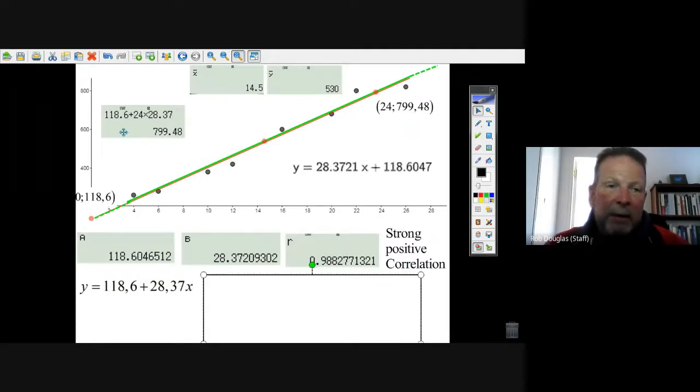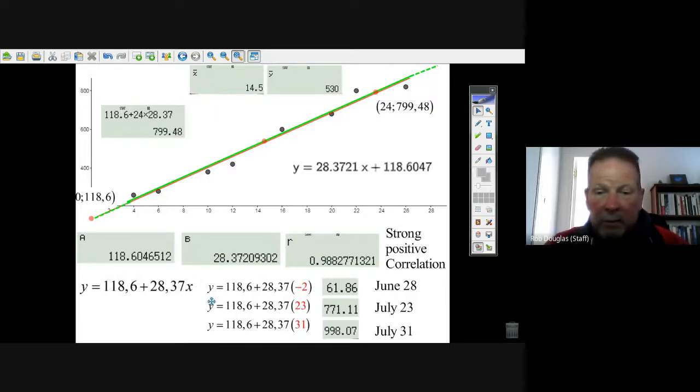But then they ask you to predict how many patients are going to be on different days. Well, you just use your equation. On the 23rd of July, put in 23 into the formula, and you get 771 patients. That's what you predict. That's on the line here. And if you want to, on the July 31st, that's going a little bit outside because it ended with a piece of data that wasn't as far as that. But if you put 31 in, you get 998 patients. That would be the prediction there.